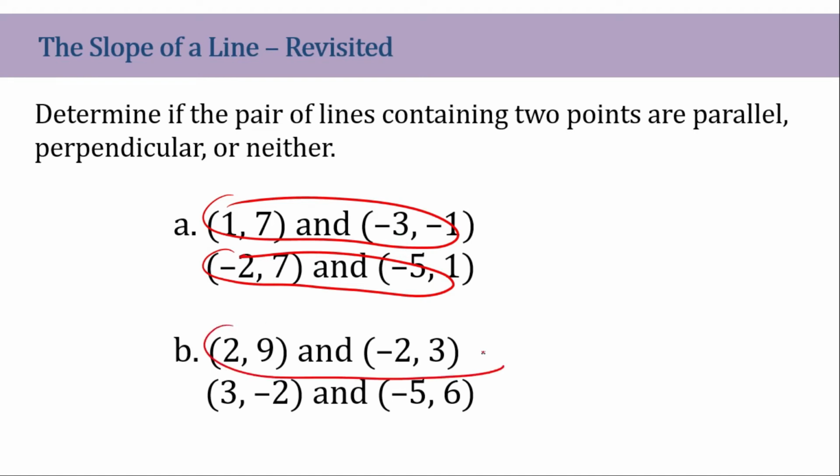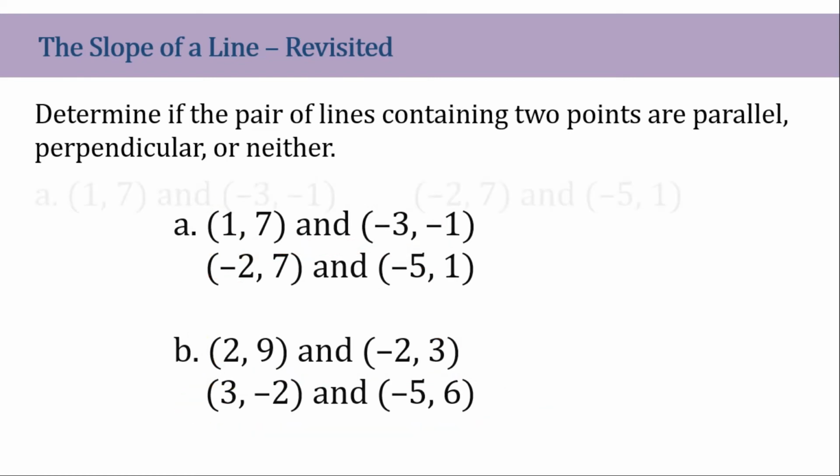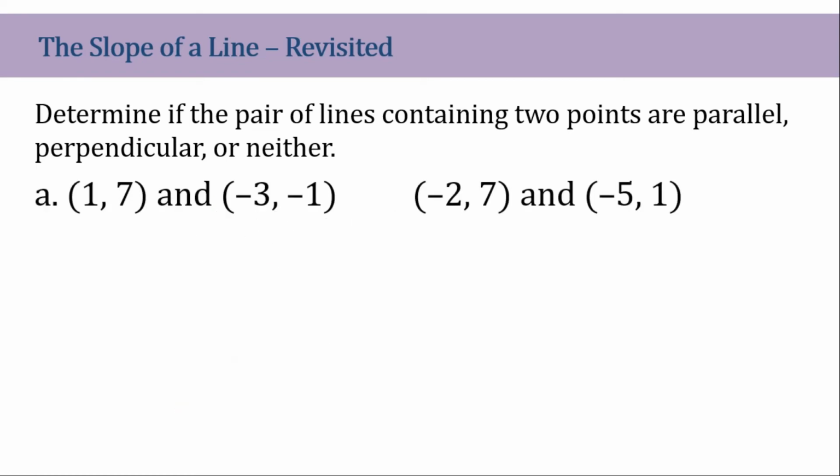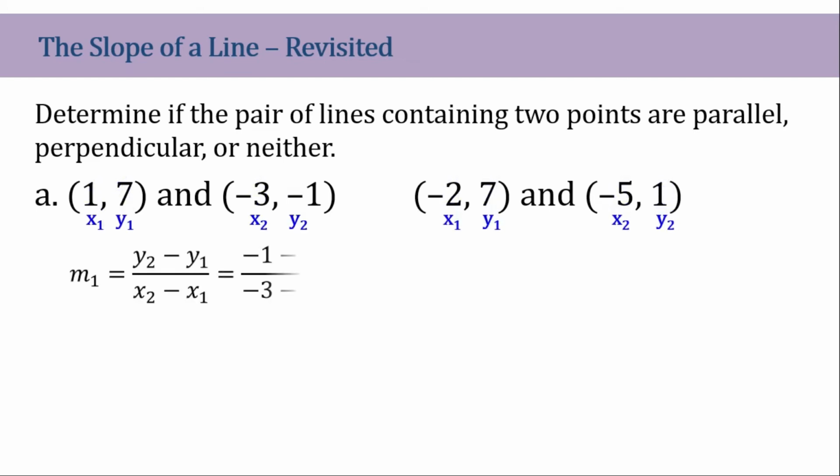Same as with letter B. This is line 1 and this is line 2. All we need to do is to get the slope of, let's start with A. Let's get the slope of the two lines. Okay, let's start with this line first, containing this point. I substitute negative 1 minus 7 and negative 3 minus 1. And let's simplify it. It will become negative 8 over 4, or the slope is 2.